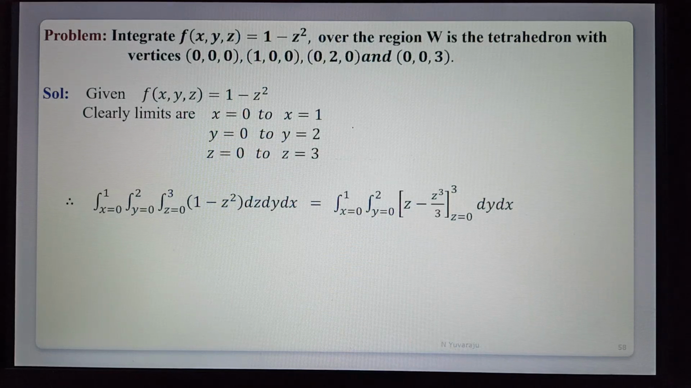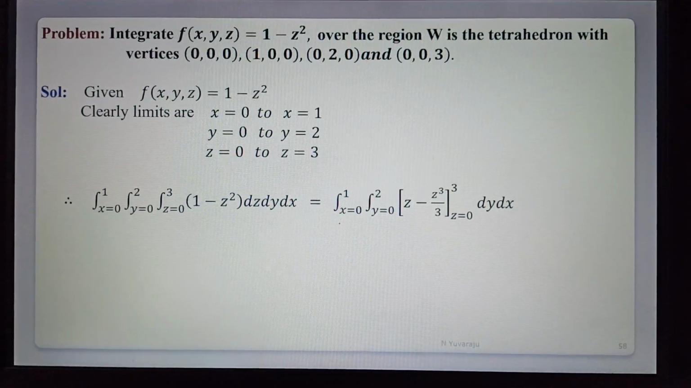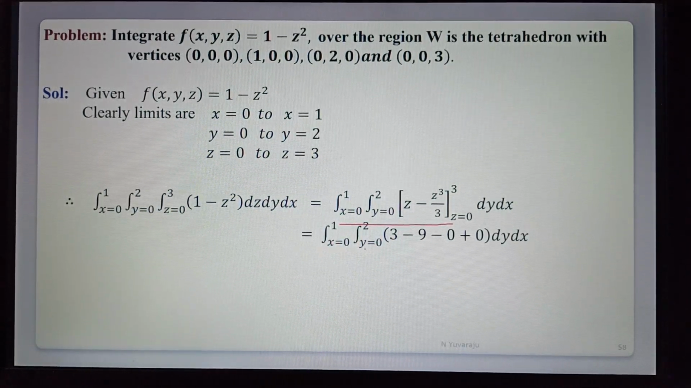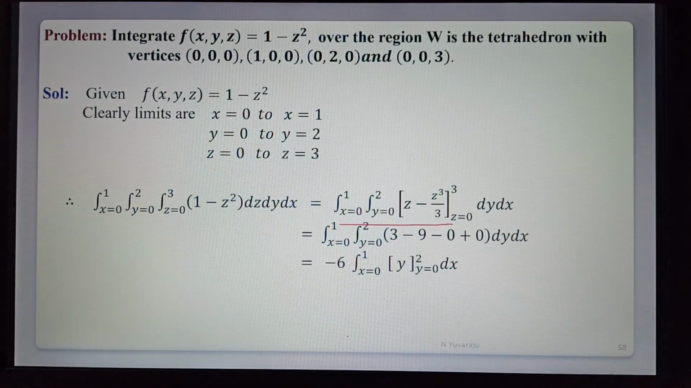That is equal, first integrating with respect to z. So that is equal to integration of 1 is z, minus integration of z square is z cube by 3, z limit 0 to 3, into dy dx. Substituting z limits, integration 0 to 1, integration 0 to 2. So 3 minus 9 minus 0 plus 0, that is equal to here minus 6, integration 0 to 1.